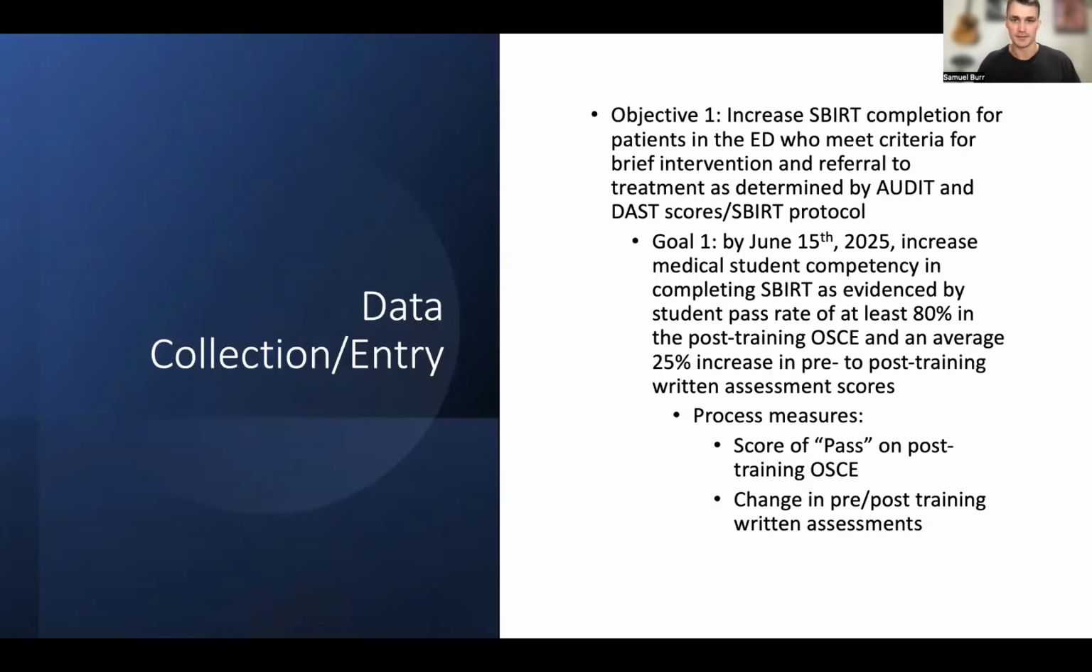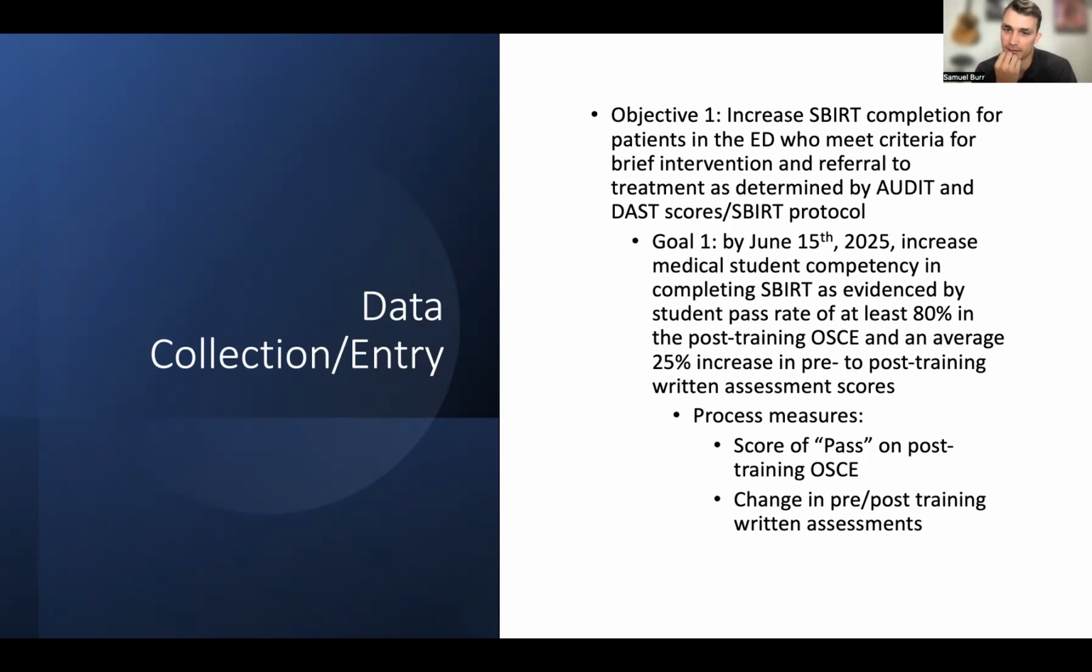Let's see. Okay, and then this is the last component here. I don't have to go through all of this in depth, but a lot of this is in the proposal itself. There are 3 overarching objectives, and they can be thought of as the curriculum evaluation arm, the student attitudes and preparedness arm, and then the impact arm of the SBIRT administration itself. So objective 1 will be more so curriculum evaluation, which translates to increasing SBIRT completion with patients in the ED who meet criteria for brief intervention and referral to treatment.